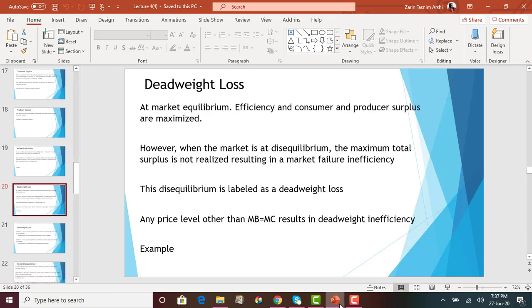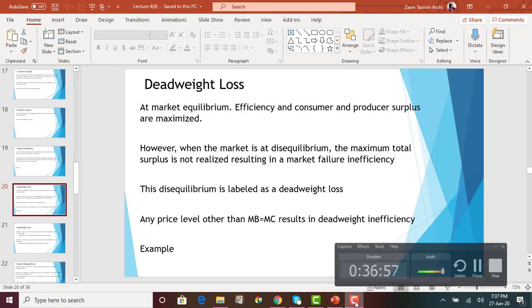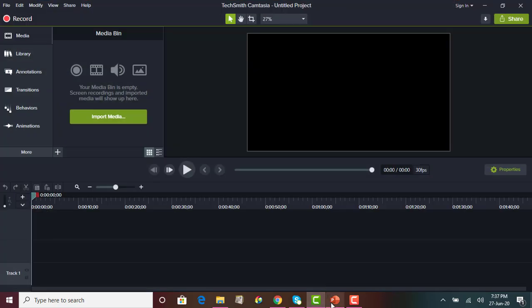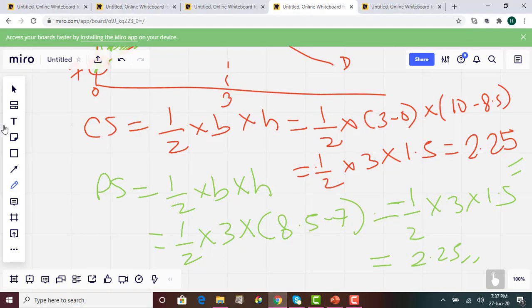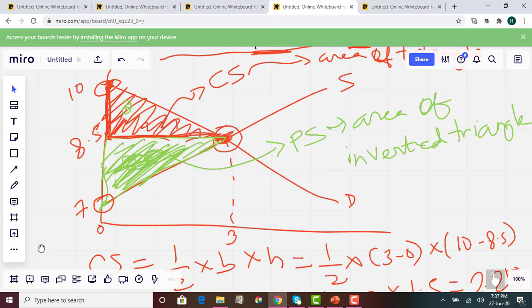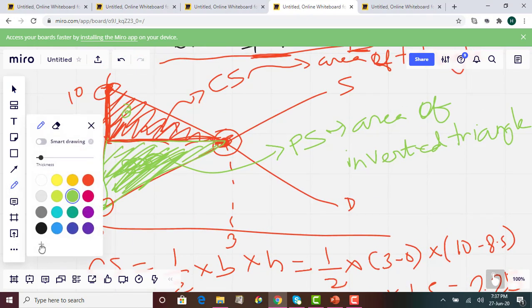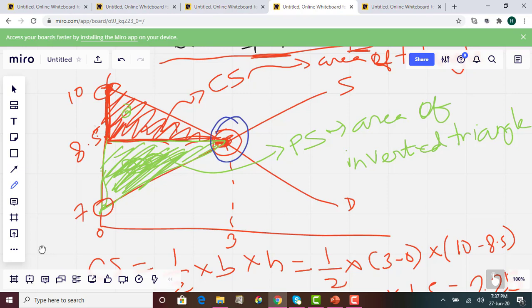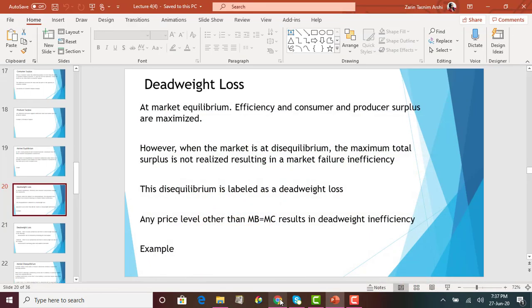Okay, so moving on, at market equilibrium, efficiency and consumer and producer surplus are maximized. So when we are at an equilibrium, again go back to this graph, consumer surplus is maximized, producer surplus is also maximized. Okay, so at equilibrium, both of these will be maximized. However, when there is a market disequilibrium, the total surplus is not realized.